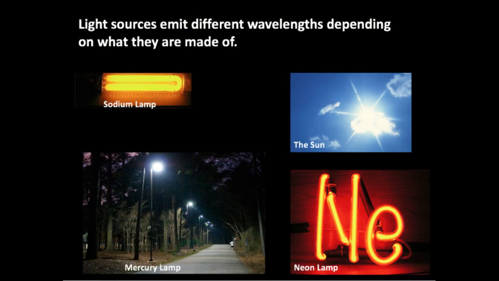Depending on the material being heated, different light sources give off different colors of light. Mercury vapor lamps are bluer, sodium or halogen lamps are yellower, and true neon lamps are a vivid red-orange in color. Mercury vapor lamps give off more short-wave radiation, and neon lamps give off more long-wave radiation.